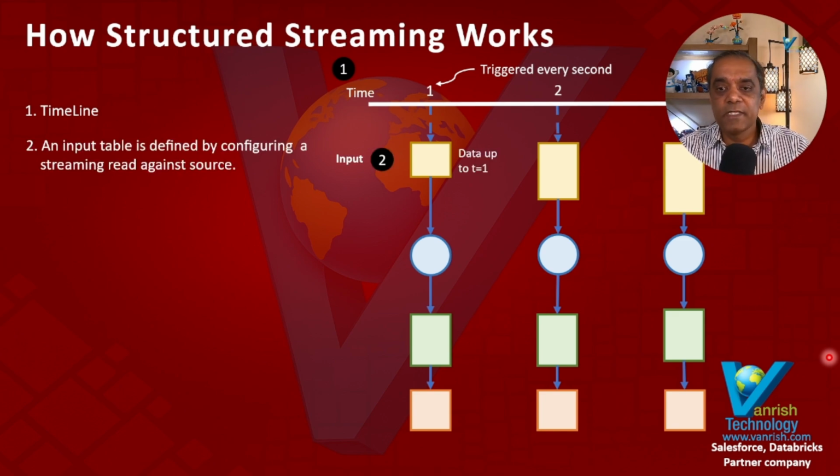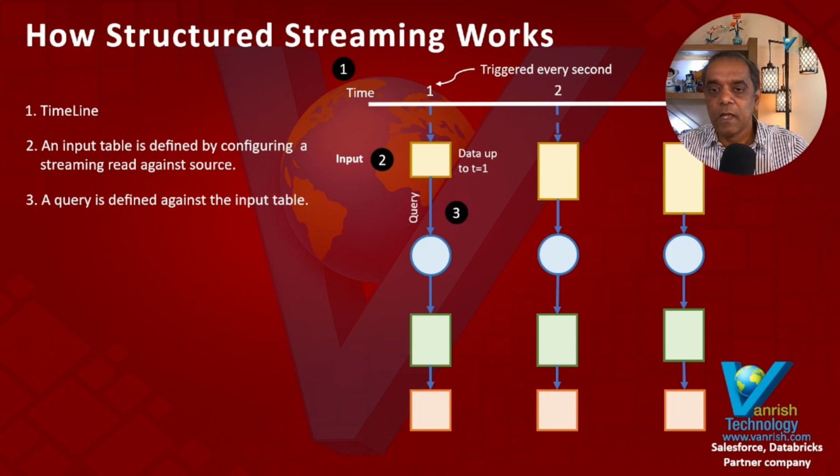Second, we have an input table in yellow, which is defined by configuring a streaming read against the source, which could be a file or another table. This is where it is ingesting input. Third, a query is defined against this input table to append the new data or rows. So here it is appending the new data or rows at this point.